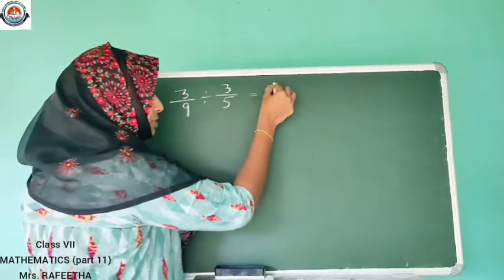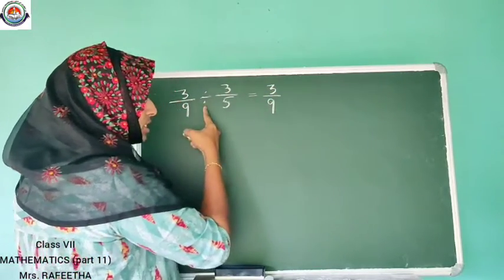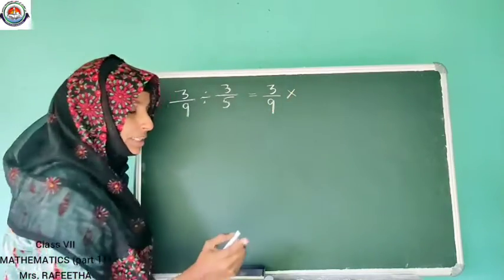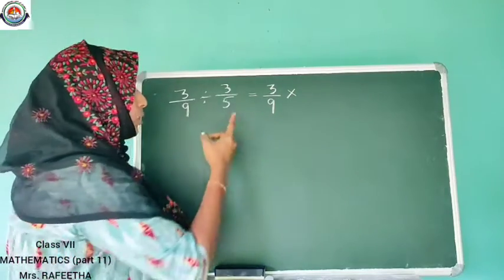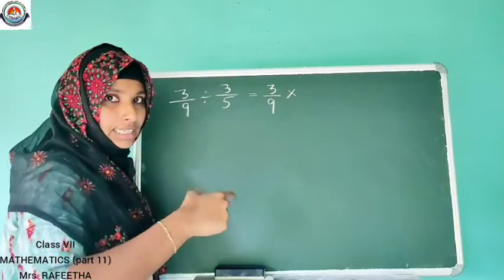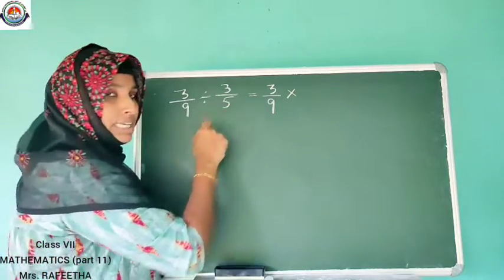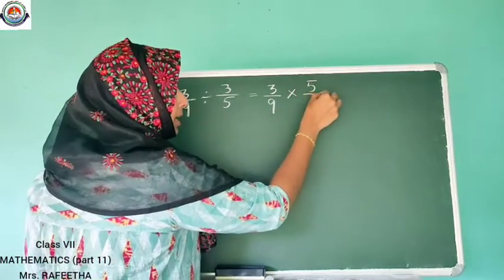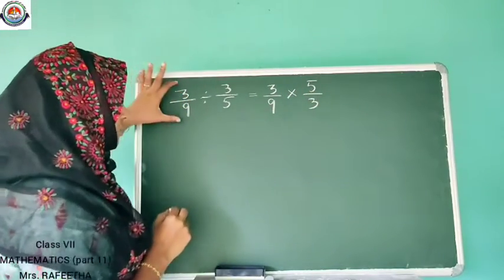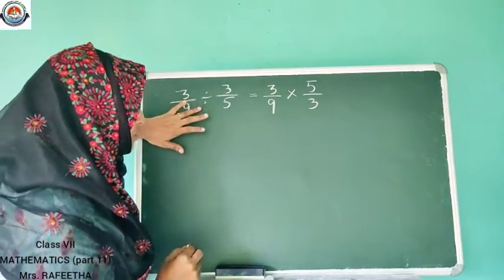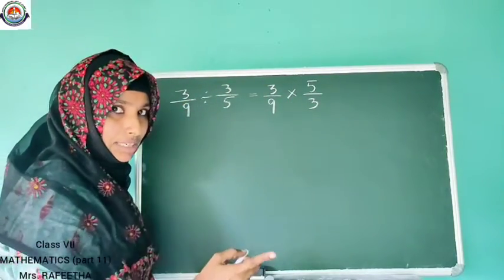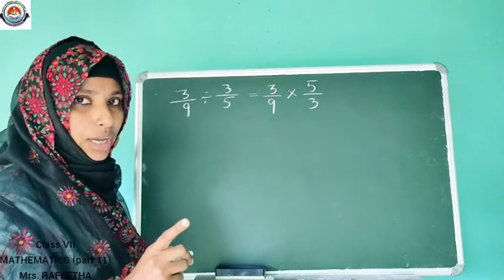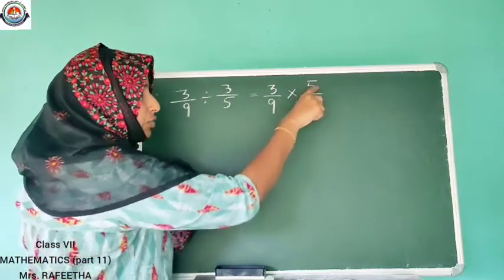We want to write the same first fraction, 3 by 9. Instead of this division, we want to write multiplication. While doing the multiplication, what will happen to the second fraction? We want to write the reciprocal of the second fraction. What is the reciprocal of 3 by 5? That is 5 by 3. First we write the same fraction, then instead of division we write multiplication, and don't forget to write the reciprocal of the second fraction. So the reciprocal of 3 by 5 is 5 by 3.